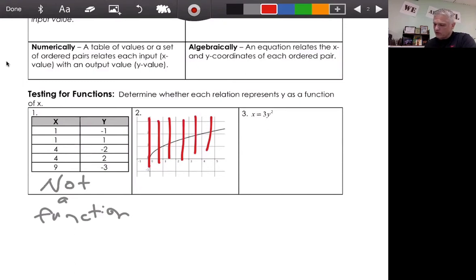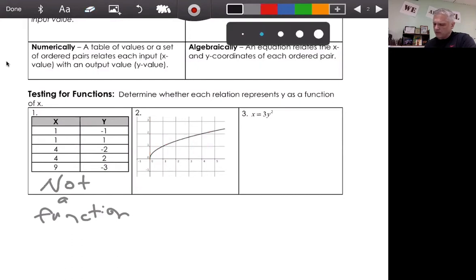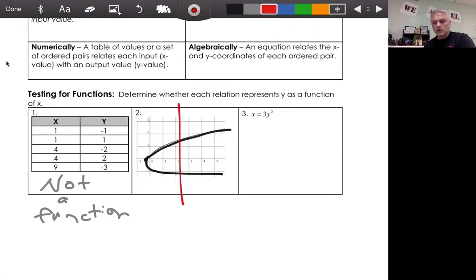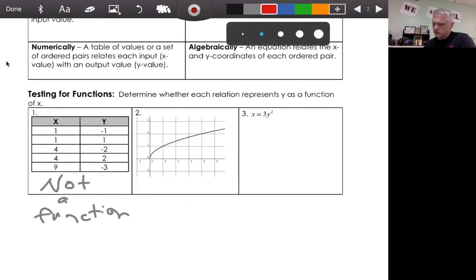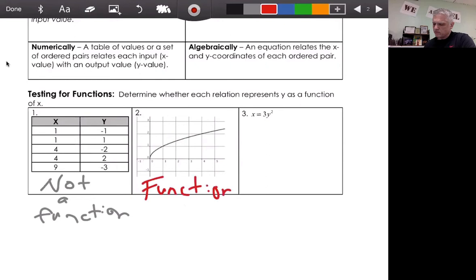Every one of these vertical lines seems to intersect the function in one and only one point. If my graph had been like this, then you did your vertical line and you say, oh, that vertical line intersects twice. That's not a function. However, the one that was given to you does seem to be a function.